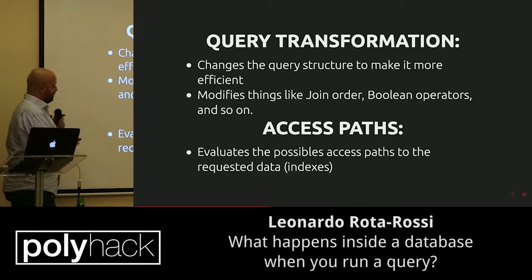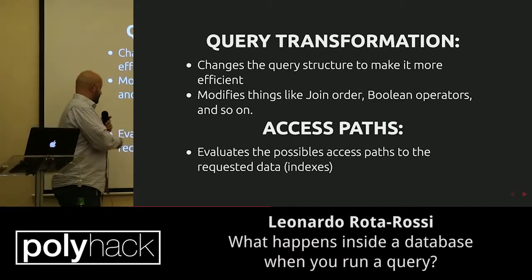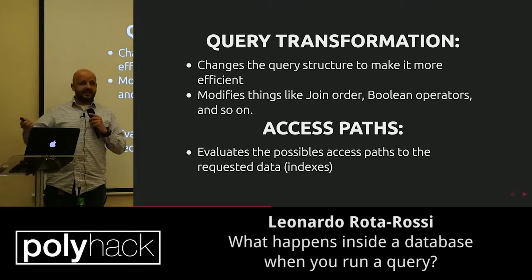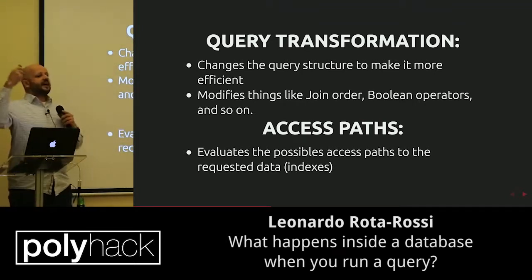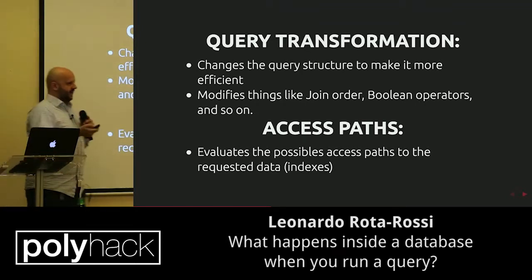Access paths. As I said before, the optimizer evaluates the possible access paths to the requested data, like indexes, like tables, like blocks in memory, and things like that.